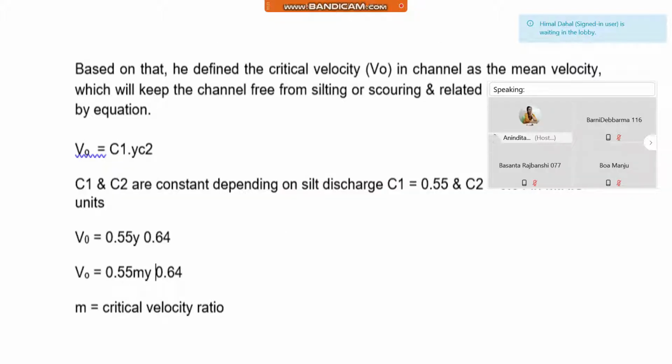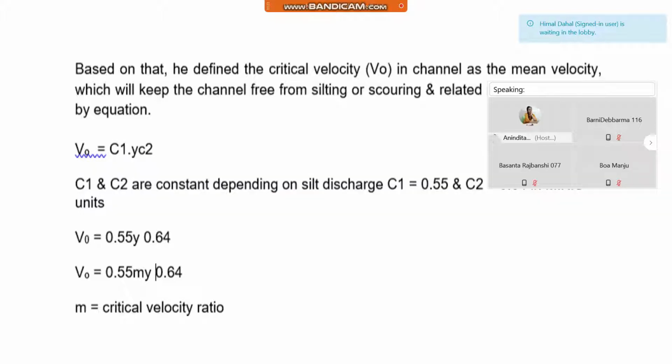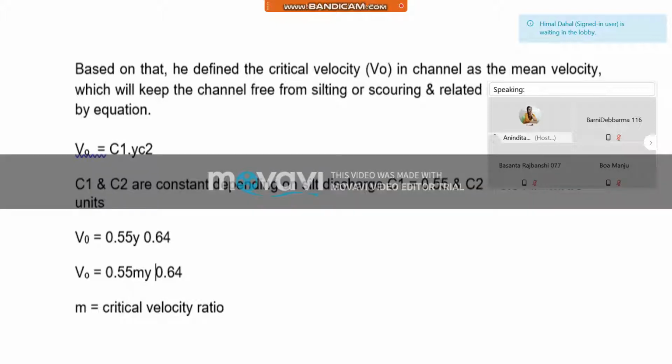Based on that, he defined a critical velocity V0 in a channel as the mean velocity which will keep the channel free from silting or scouring, and related it to the depth of flow by the equation V0 = C1 · Y^C2. Here C1 and C2 are constants which depend on silting discharge. C1 value is 0.55 and C2 is 0.64 in MKS units. So therefore V0 = 0.55 Y^0.64, which implies V0 = 0.55 m Y^0.64. Here m is the critical velocity ratio.